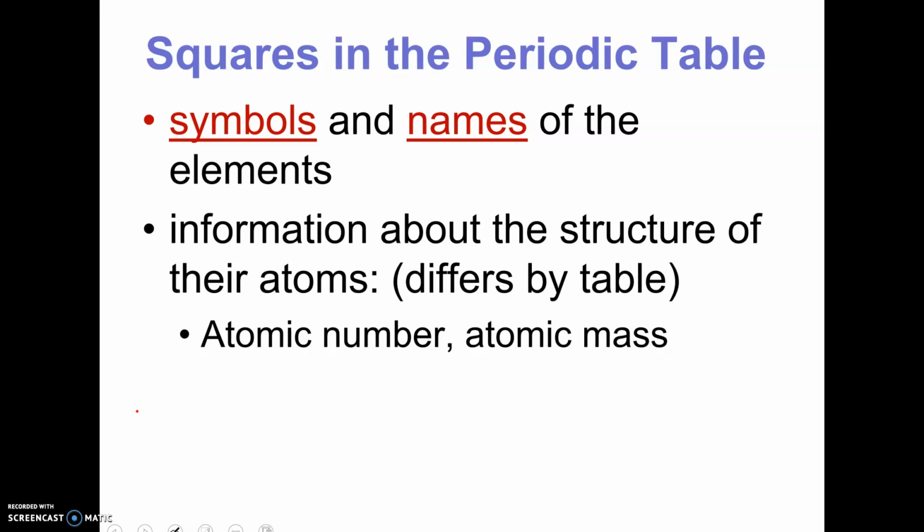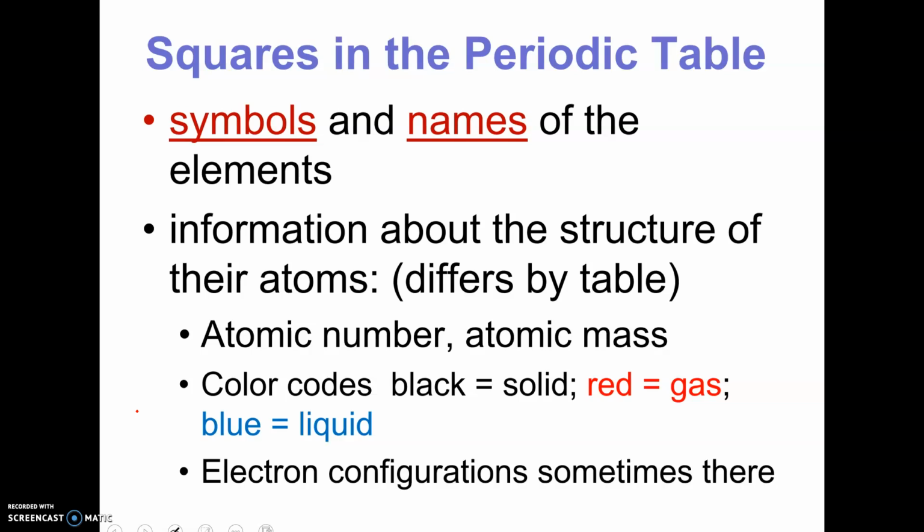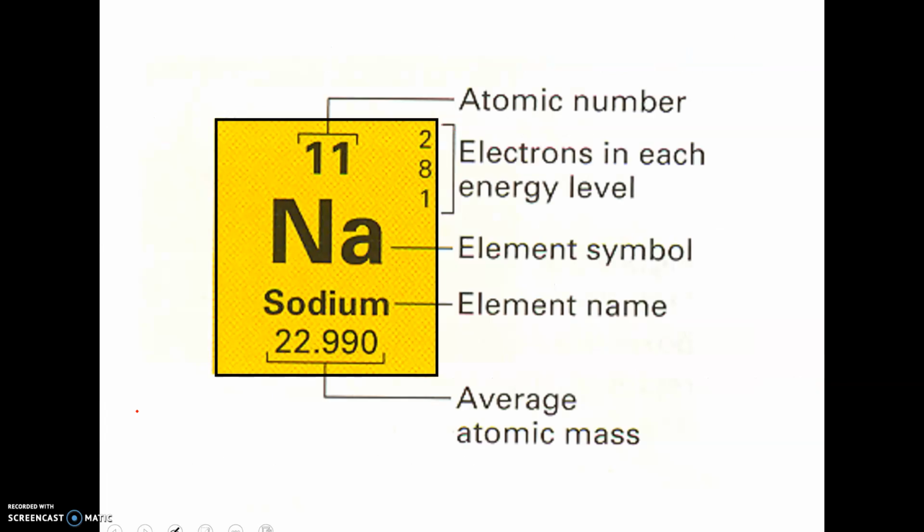The element symbol and name are always going to be there. The atomic number is definitely on the table that we use, and the atomic mass is on the table that we use in class. Some tables are color-coded: blacks are solids, reds are gases, and blue is for liquids. And again, some of them actually have the electron configuration. So if you look at this one, sodium, it has the symbol, the name, the atomic number, and the atomic mass. This one also adds in the number of electrons in each level. So it really depends on the table what information is provided.